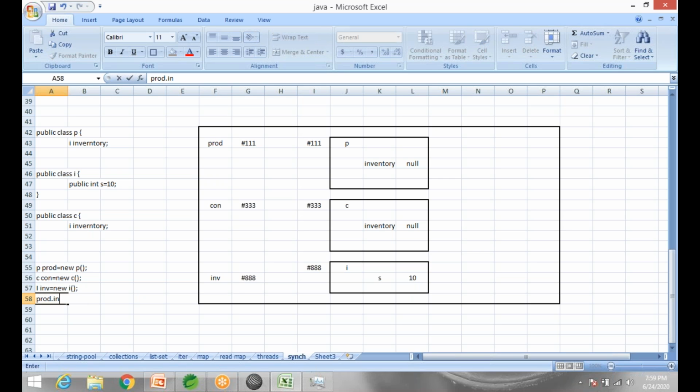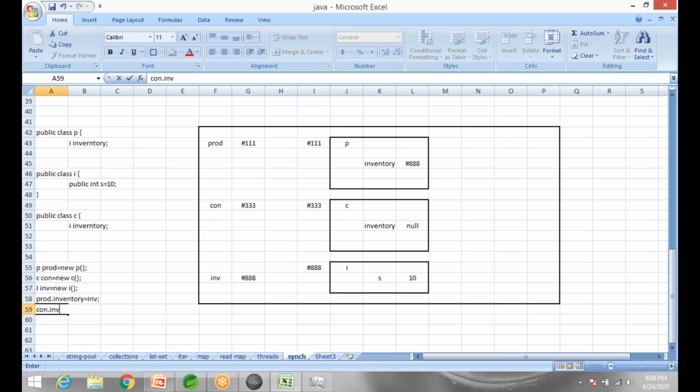Now prod dot inventory equals INV. On the right hand side, what is the value of INV? Reference 888. INV value is 888. That is on the right hand side. So hashtag 888 is copied on the left hand side. What is on the left hand side? Prod.inventory. So Prod.inventory, we have 888.